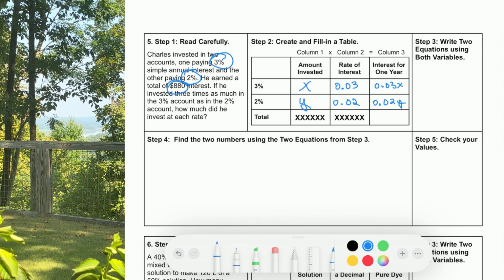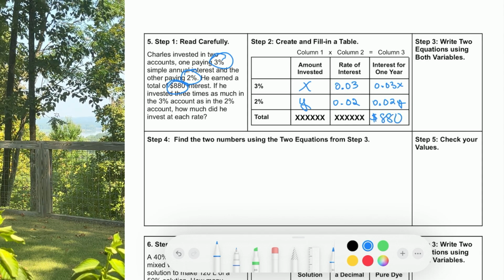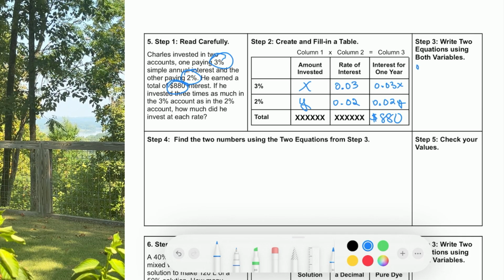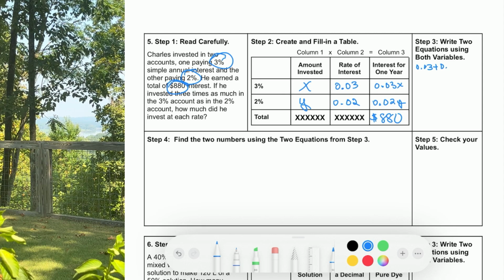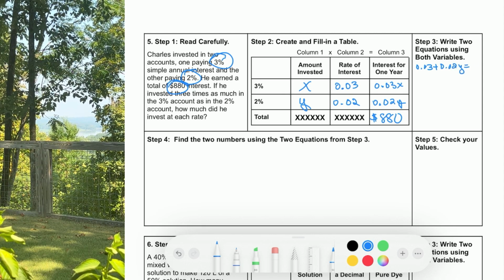Now they give us how much he made in interest. They gave us the $880. So I'm going to put that here. Okay. So that third column is one of our equations. I'm going to go ahead and write that one out and show you how we come up with our second one, because we don't have all the information in that first column like we normally do. But they gave us the information for our second one right here.